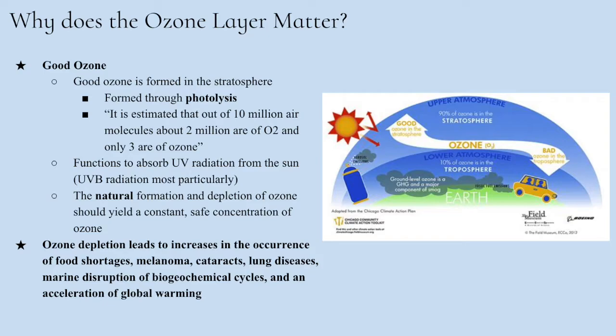The ozone in the stratosphere is formed through photolysis, otherwise known as the separation of a molecule by light. And this good ozone absorbs UV radiation from the sun. On this slide, we have also listed some implications of ozone depletion today. But to truly understand these, as well as to comprehend the chemistry between how ozone works to protect us, we must first understand ultraviolet radiation.